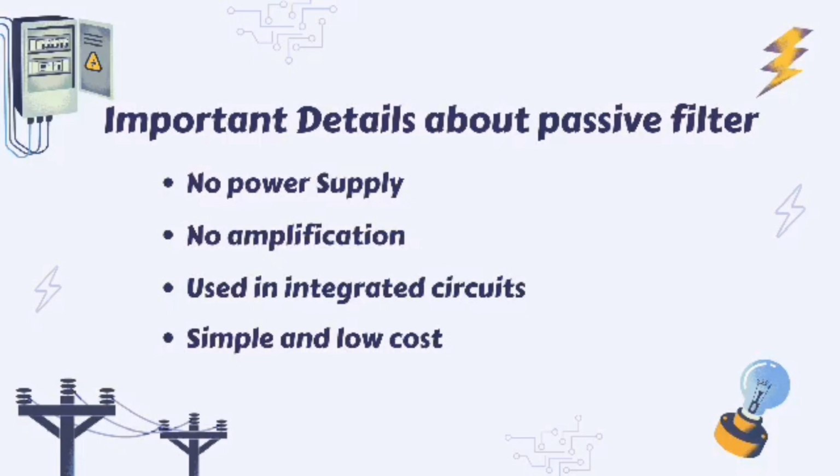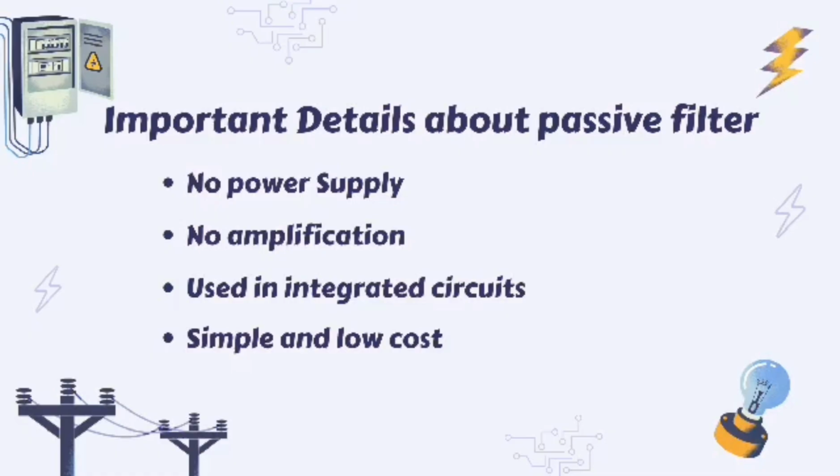Number one is no power supply. Passive filters do not need external power. They only use the input signal. Second, no amplification. They cannot increase the signal strength, they only reduce or pass certain signals.